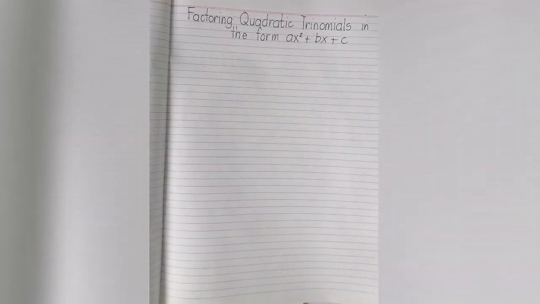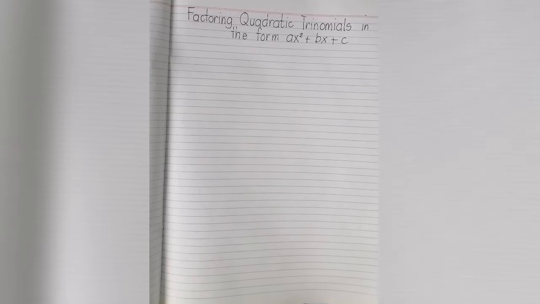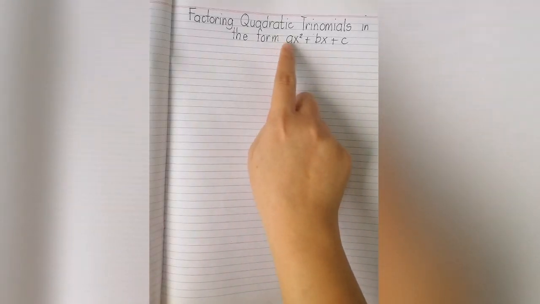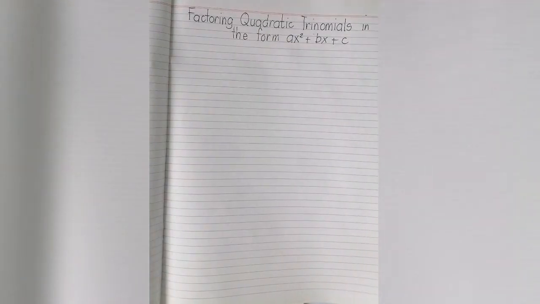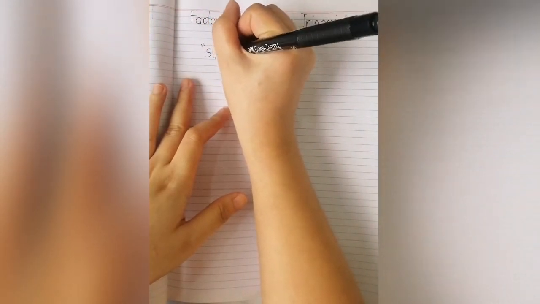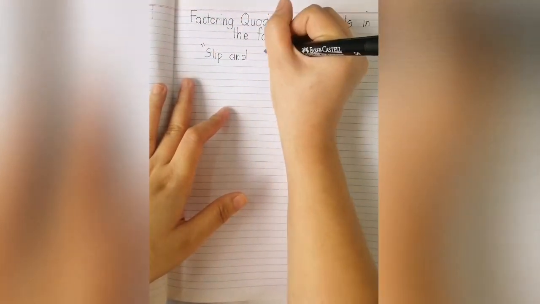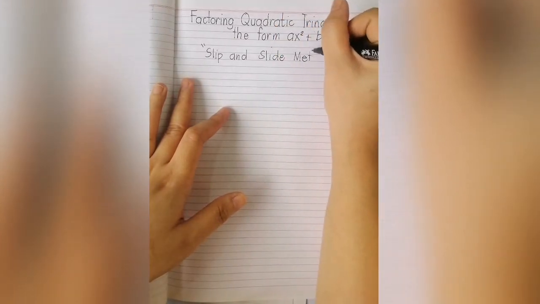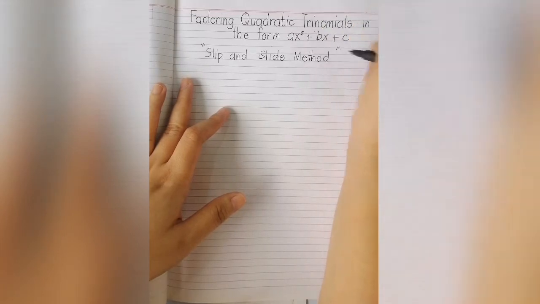So ngayong araw ituturo ko naman sa inyo kung paano mag-factor ng quadratic trinomials in the form ax squared plus bx plus c. Or in other words, may leading coefficient na tayo na greater than 1 dito. So, ituturo ko sa inyo yung mas madaling way. Tinatawag natin tong slip and slide method. So, later on, malalaman nyo paano yan.